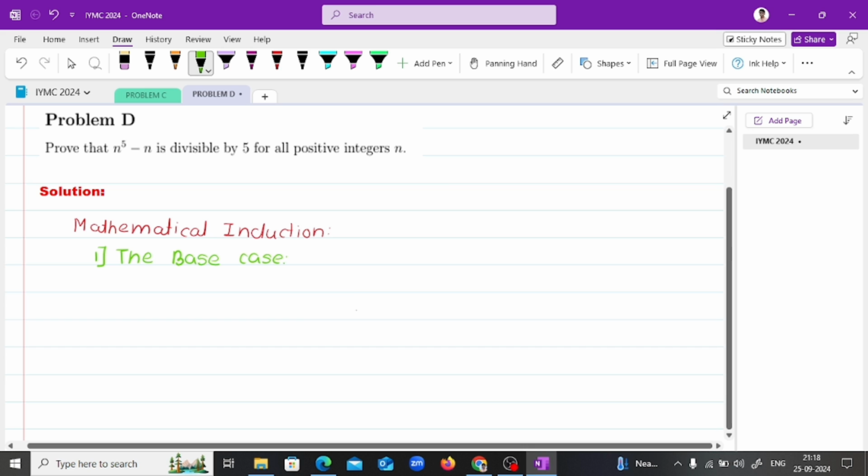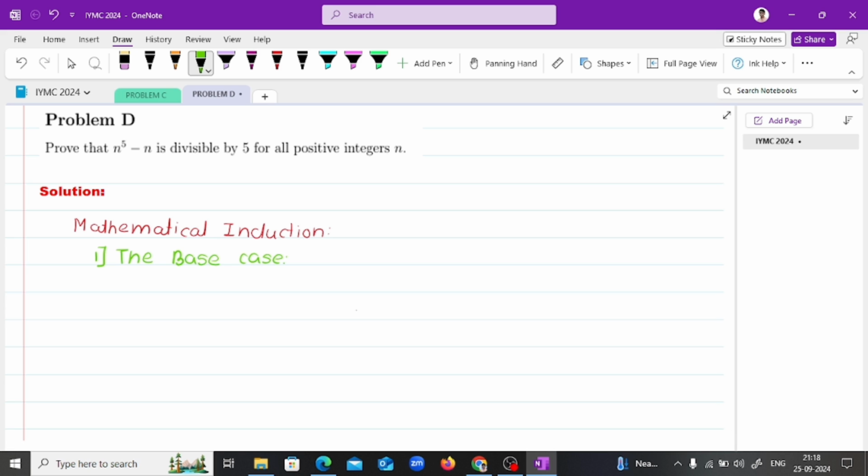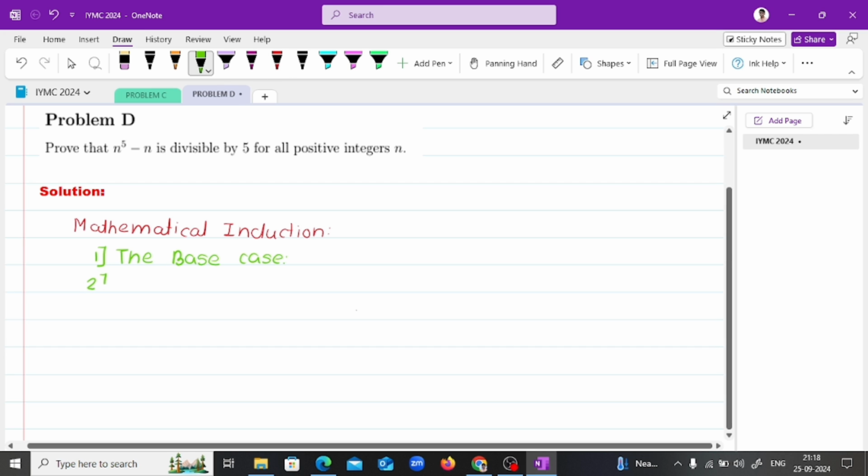In the base case, we start by proving the statement for the smallest possible value. It is typically 1, but not necessarily, it doesn't always start with 1. Okay, and the second step is what?